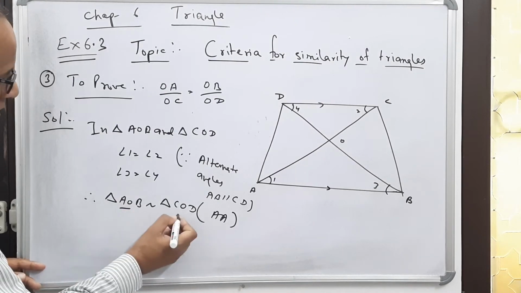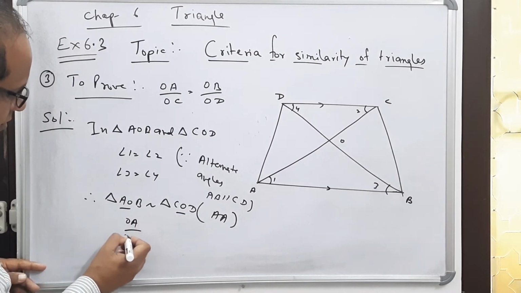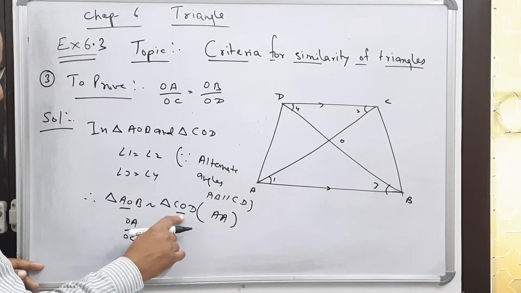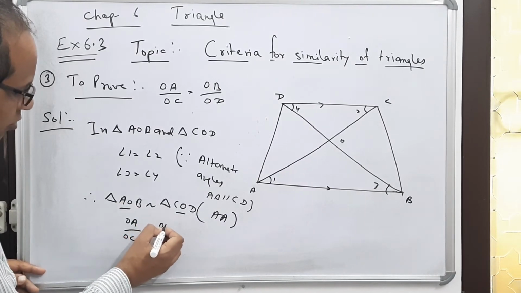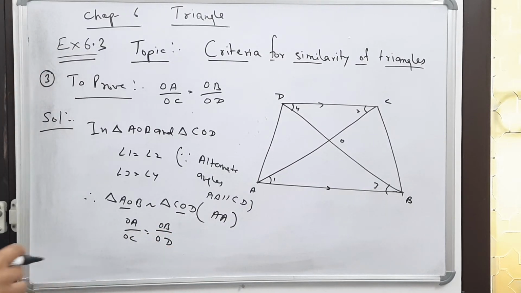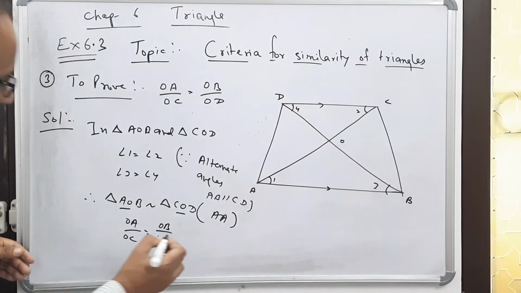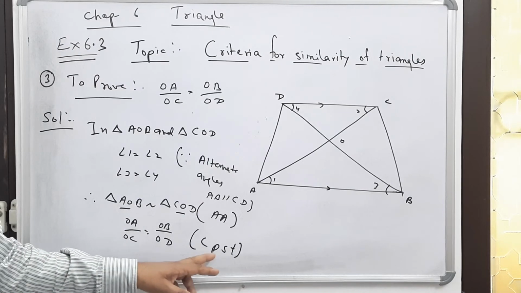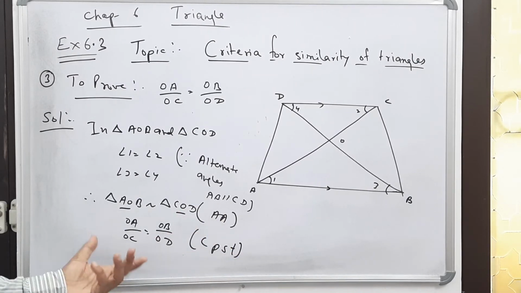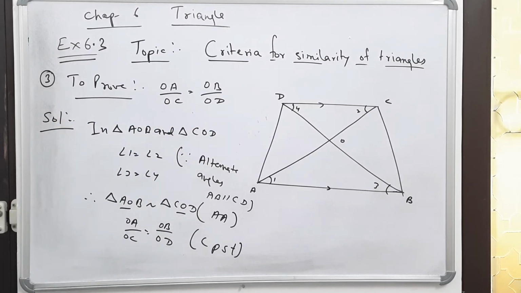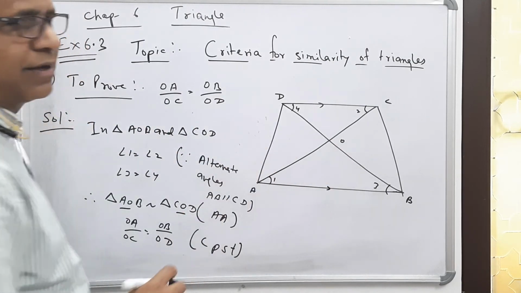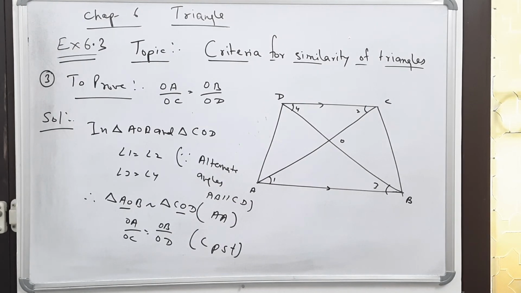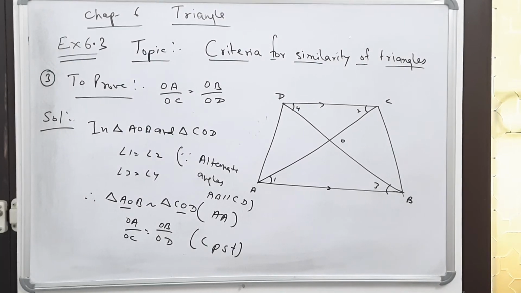Now once they are similar, their corresponding sides are proportional. So OA corresponding to OC and OB proportional to the corresponding side OD. And here we write CPST, that is, corresponding parts of similar triangles. So I hope it is easier than the sum which we did earlier. Earlier we made one parallel line here, and then we took two triangles, and using the BPT we proved that these two triangles are similar. I hope this problem is clear to you now.